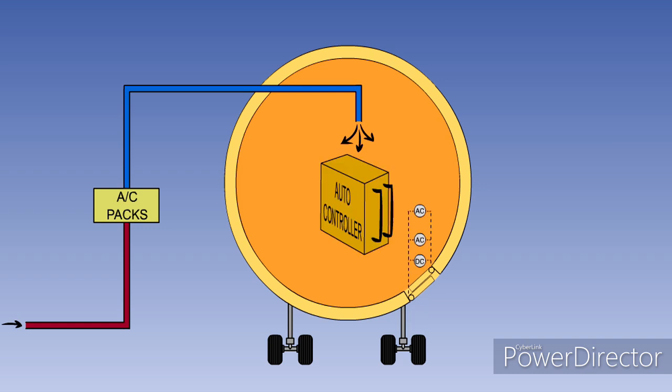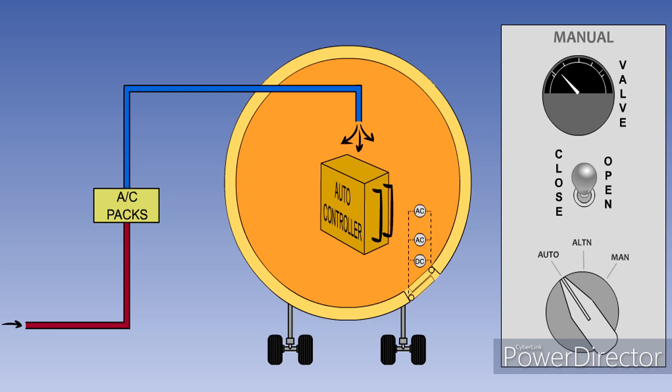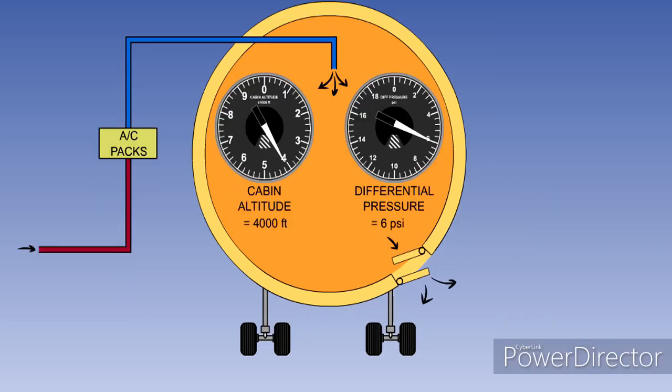The position of the outflow valve can be controlled either automatically by an automatic pressurization controller or manually by the flight crew. Closing the outflow valve reduces the outflow and increases the cabin pressure, causing the cabin altitude to descend. Opening the valve has the opposite effect, increasing the outflow, reducing the cabin pressure, and causing the cabin to climb.